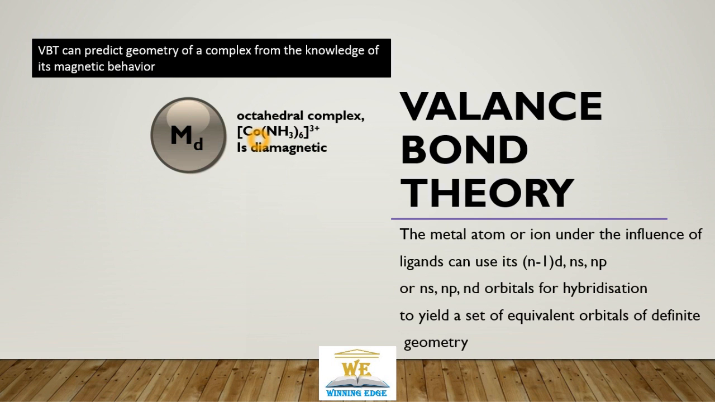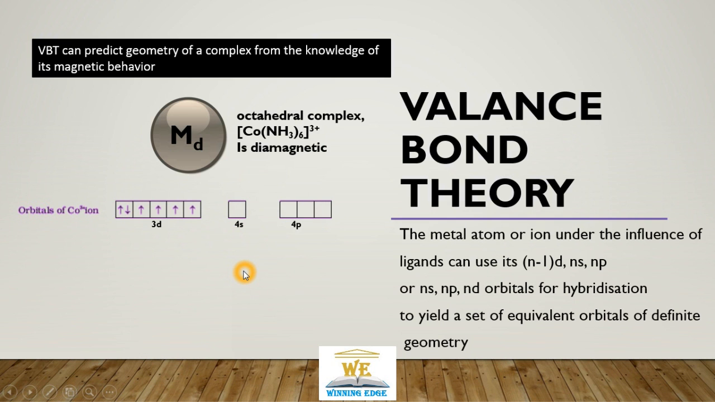Hexaamminecobalt(III), which is diamagnetic. Diamagnetic means this complex will not have unpaired electrons in the cobalt atom. This is a cobalt 3+ ion, and the d orbitals will have 6 electrons, with 4 unpaired electrons. The 4s and 4p orbitals will be empty.